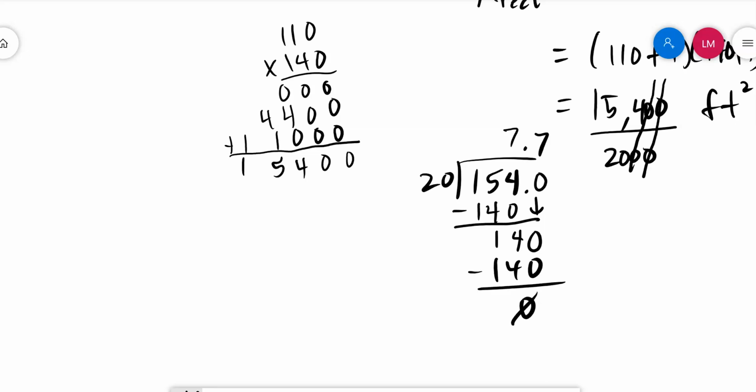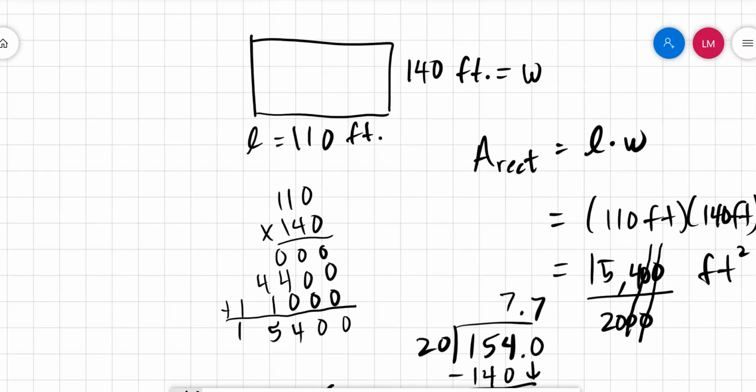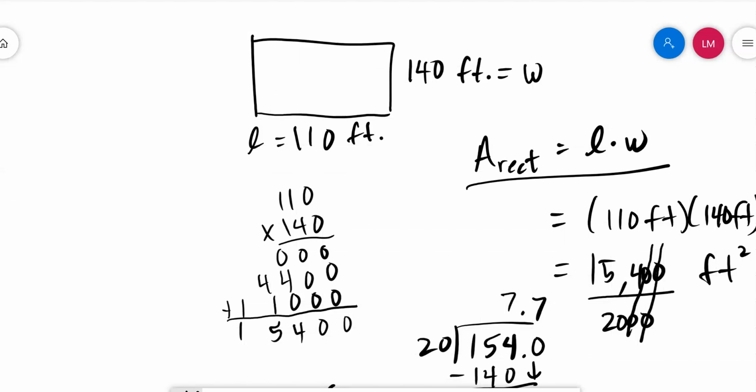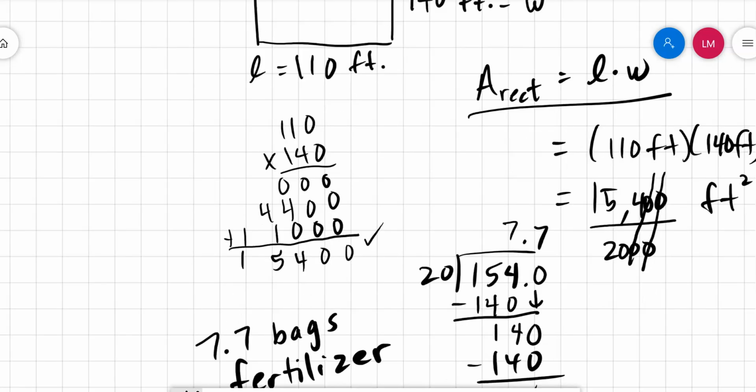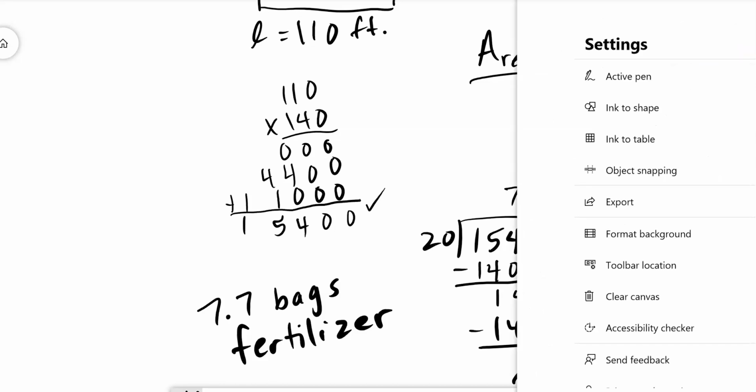Okay, so the answer to this is it will take 7.7 bags of fertilizer. Hopefully that makes sense for everybody. Just to recap, again, we drew a rectangle, we used our formula for length times width, and we watched our arithmetic. We slashed out, basically we divided both numbers by 100, so it would be real easy to deal with, and then we did our division. Hopefully that makes sense. Let's move on.